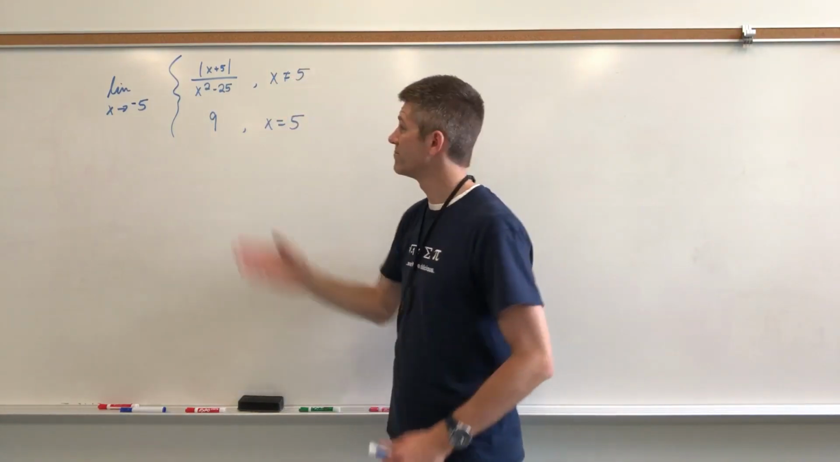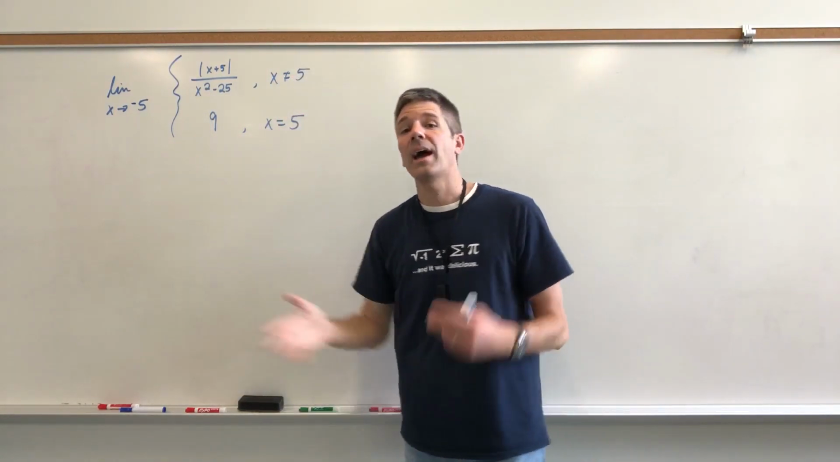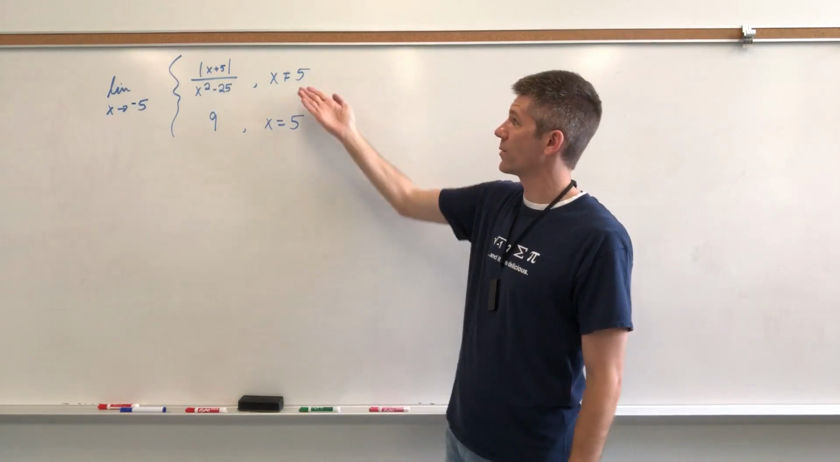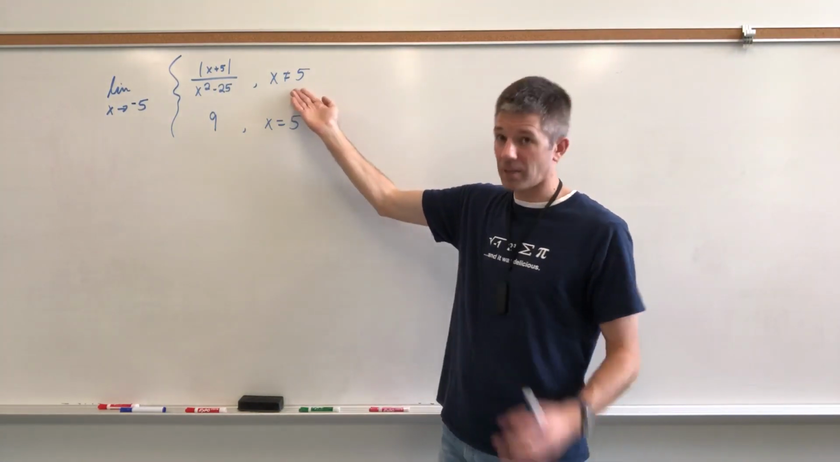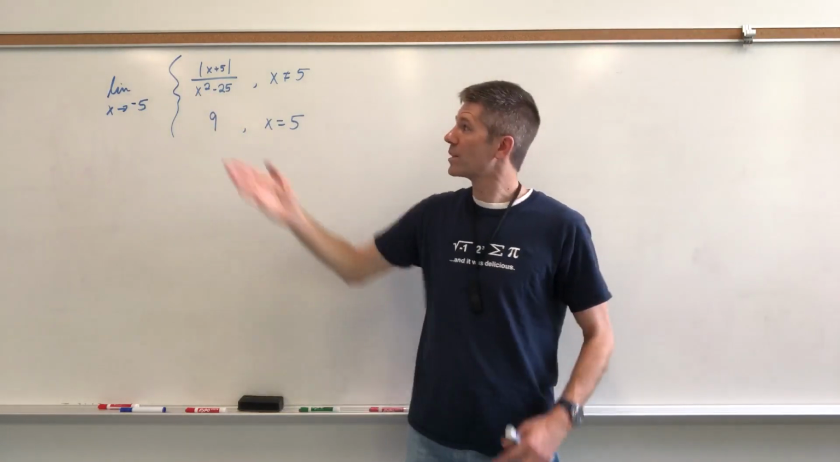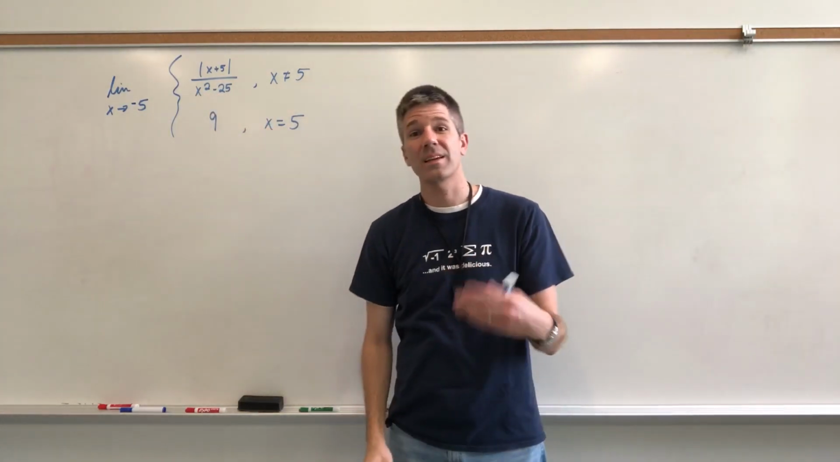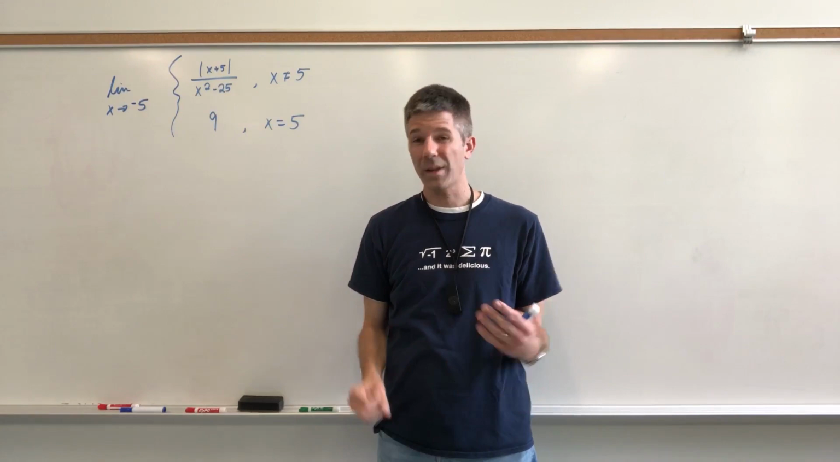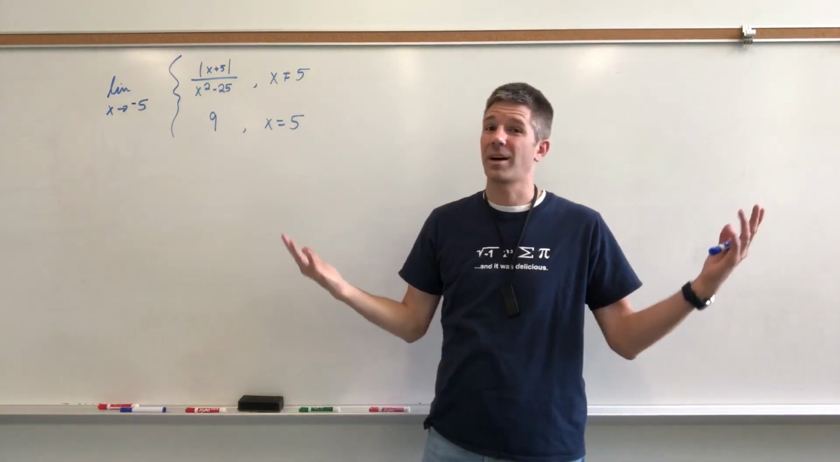So here's the deal. We don't need this part. X approaches negative 5, so we must be dealing with the things that are not equal to 5, so we're dealing with this, okay? So as we look at this part, we realize that plugging in a negative 5 is still not going to work. We would have 0 over 0, so no, not going to happen.